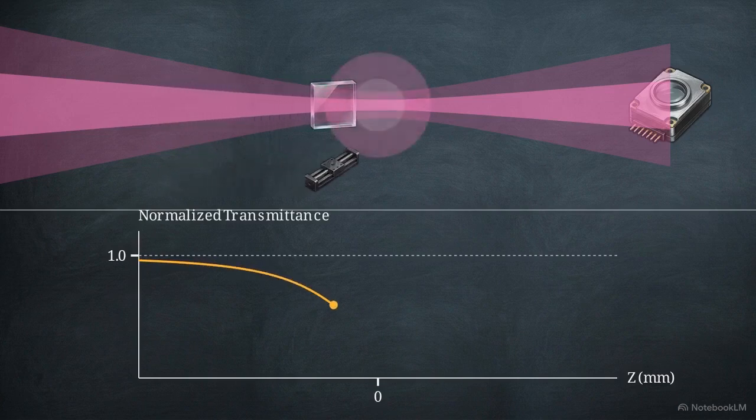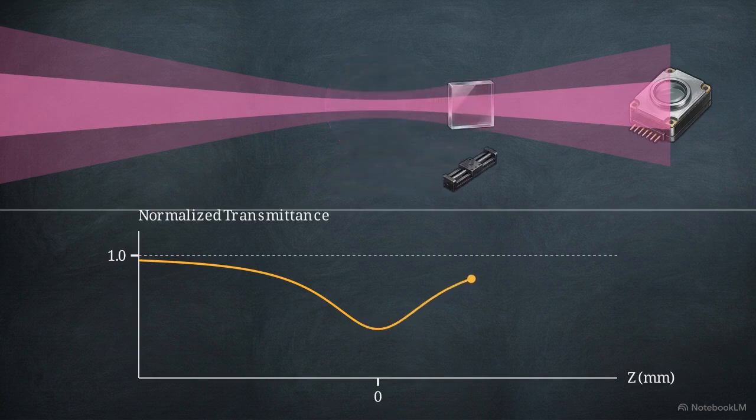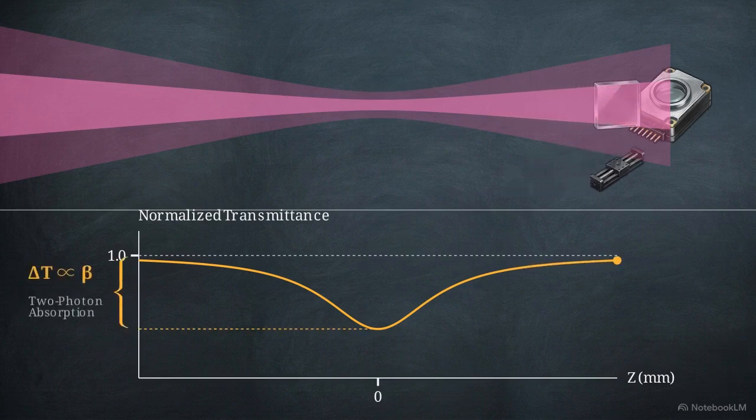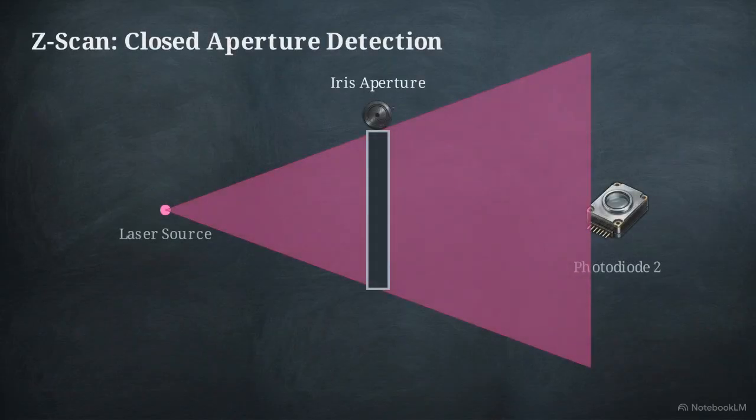As the sample translates across z equals 0, irradiance maximizes. Multi-photon absorption spikes, carving a deep, symmetrical dip into the curve. By measuring the exact absolute depth of this minimum transmittance, we can mathematically calculate the material's two-photon absorption coefficient, beta. By intentionally ignoring all spatial beam dynamics, the open aperture setup seamlessly isolates the imaginary part of the material's third-order susceptibility. We now shift to the second detection path.